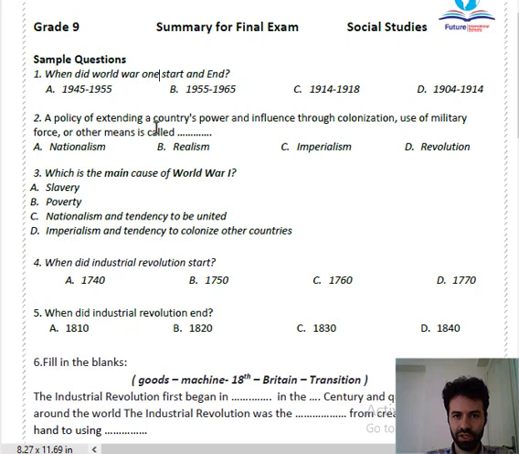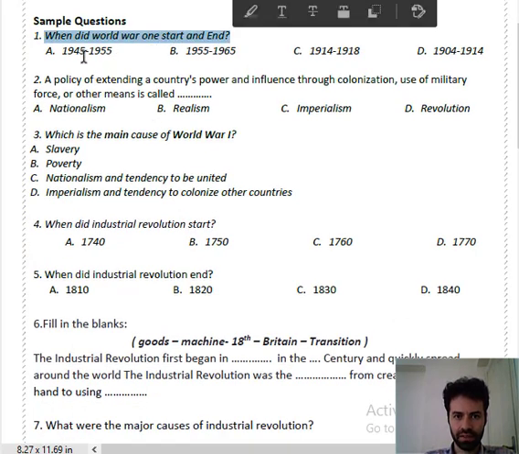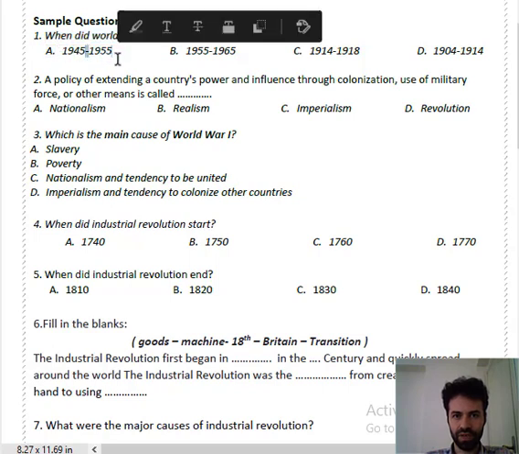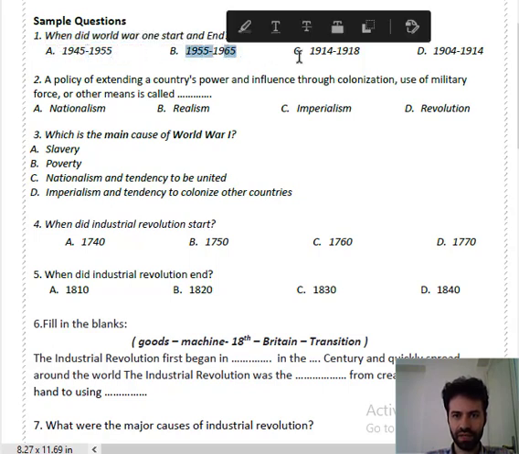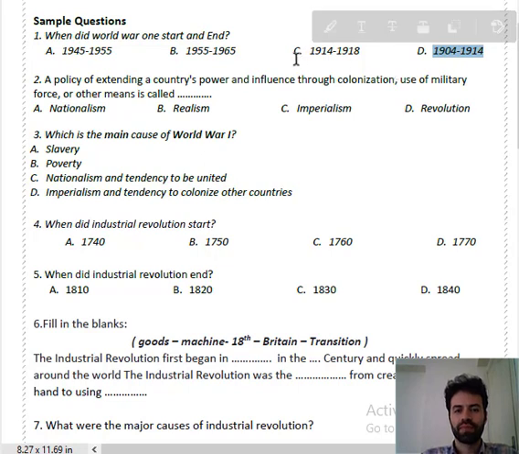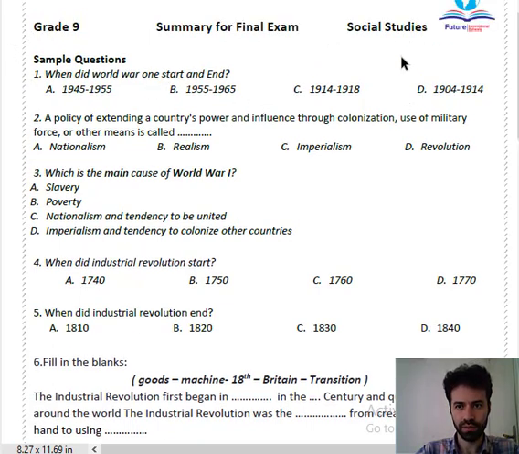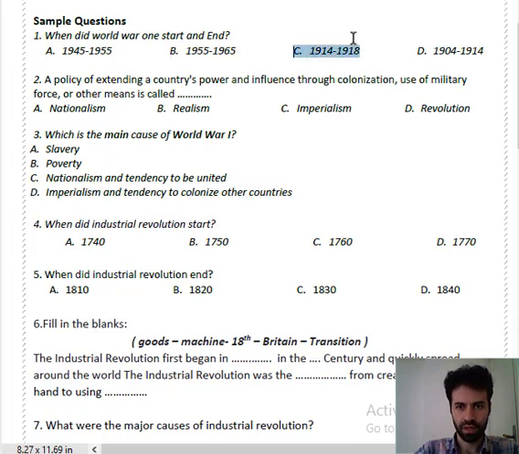Let's start with question number 1. When did World War I start and end? 1945 to 1955, 1955 to 1965, 1914 to 1918, or 1904 to 1914. So think for a moment, please. Which one is the correct answer? A, B, C, or D? Very good. C is the correct answer, 1914 to 1918.